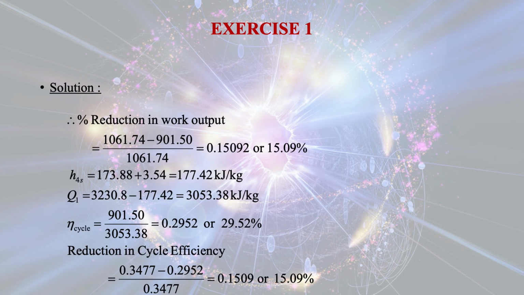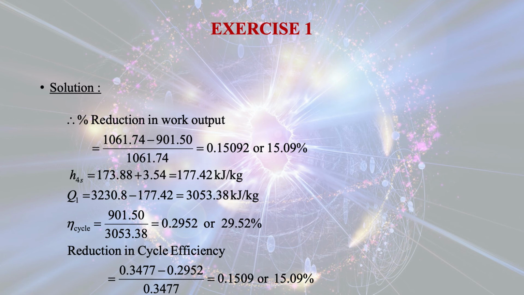Now, reduction in work output is 1061.74 minus 901.50 whole divided by 1061.74, that comes out to be 0.15092 or 15.09%.